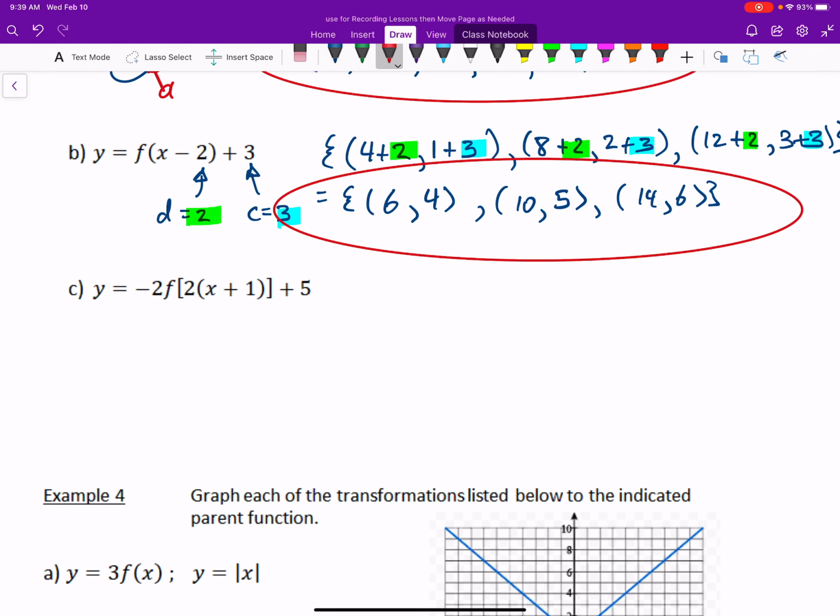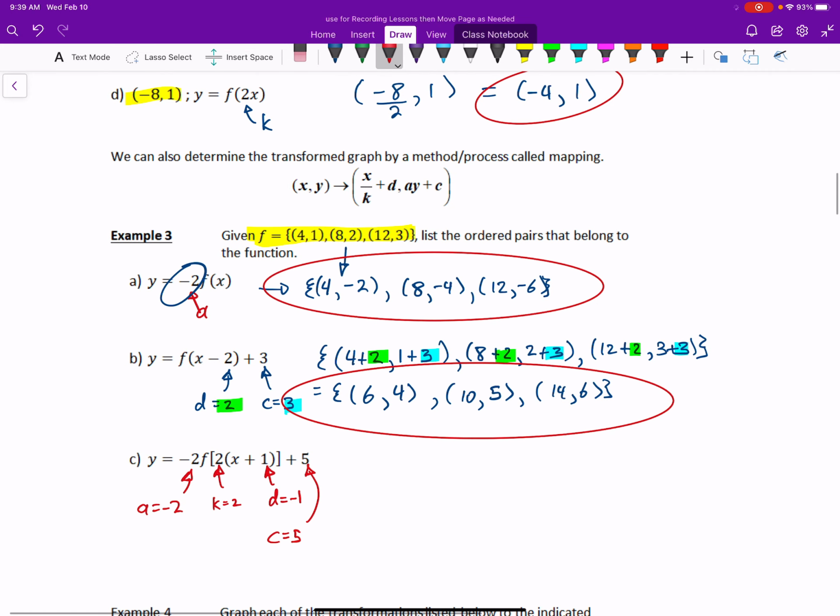Okay, here we've got a doozy because we've got an A value of -2. Not -1, -2. We've got a K value of +2. We've got a D value of -1, changing that sign when I take it out. I've got a C value of +5. So I'm going to go back to this mapping formula. This mapping formula is going to become your friend. All it's saying is take your x coordinate, divide it by k, and add d. Take your y coordinate, multiply it by a, and add c.